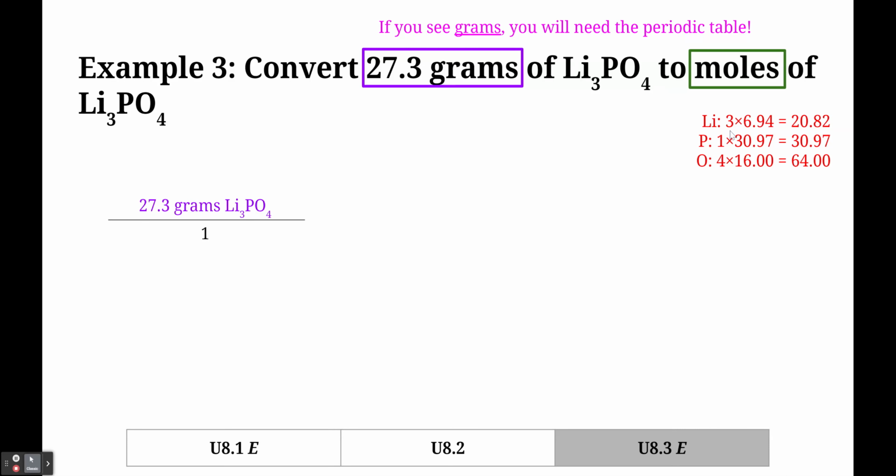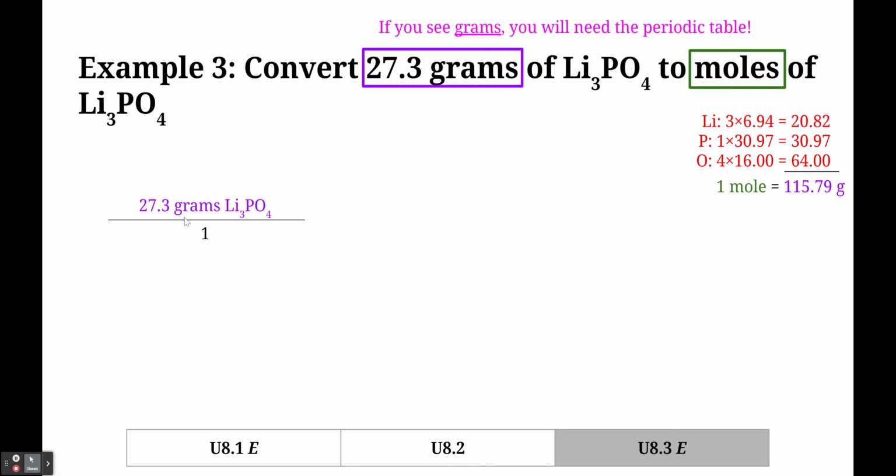So lithium, there are 3 of them. Each one has a mass of 6.94, so we just multiply them. And then we do it for phosphorus and oxygen. And if we add them all up, we would get a total molecular mass here of 115.79 grams. So that's our conversion factor. So we don't get this directly from the periodic table. We have to do our math like we were doing earlier in the unit to get the mass of the whole compound. But once we have that, now we have our conversion factor between grams and moles, which is what we need because we're going from grams to moles.